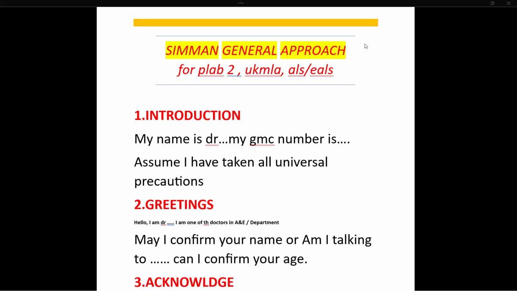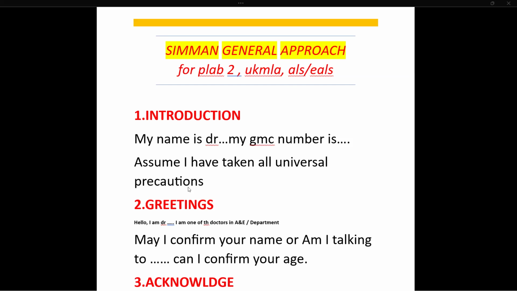So first of all, introduction. Whenever you enter the exam room, usually the Simman station is to assess working in accident and emergency or in an acute condition. So whenever you enter the room, you will have to loudly say, "My name is Dr. This and my GMC number." Your identity you should verbalize loudly.